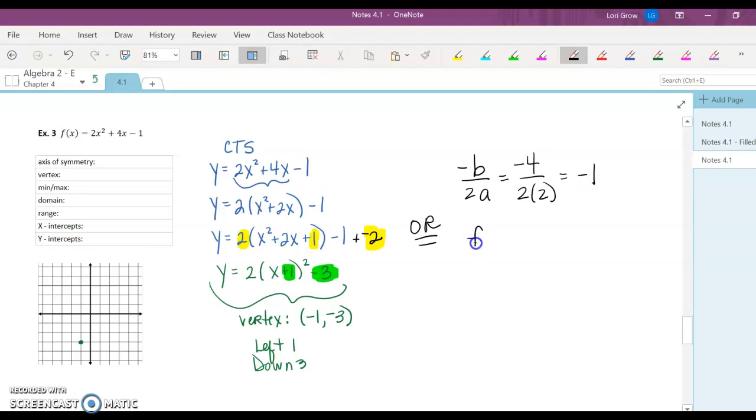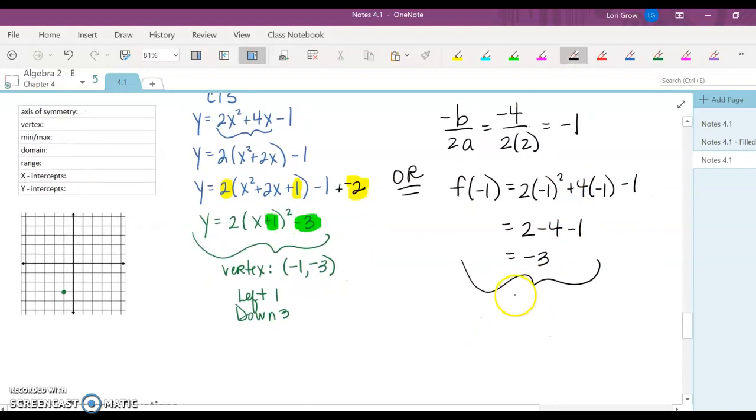Okay, and then I'm going to do f of negative 1. So I'm going to put negative 1 into this function. I'm filling it in for the x's. I do the math, so I get 2 minus 4 minus 1. Okay, so that's negative 2 minus 1, which is negative 3. All right, so all of that comes out to be the point negative 1, negative 3. So if I'm wondering, did I do that part right? Looks like I did, because I got the same answer.